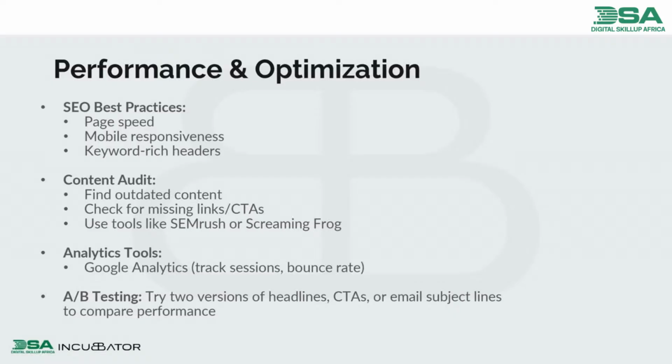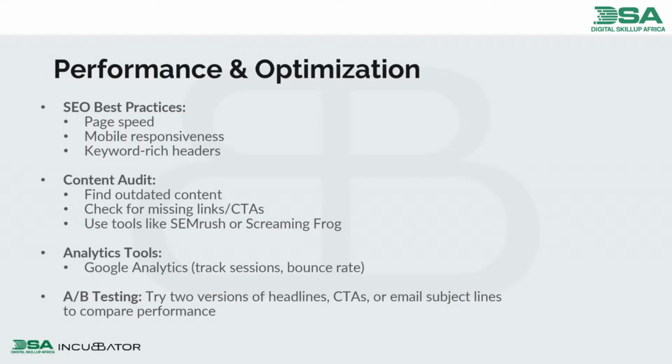Check for missing links, broken links. Then use tools like SEMrush, Screaming Frog. So I talked about Screaming Frog. Then analytics tools, Google Analytics. You check it; it's well detailed. Then you would also see on Google Search Console. I showed you Google Search Console too. It's very detailed.